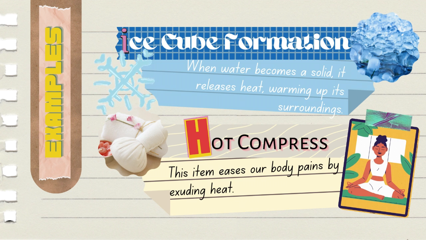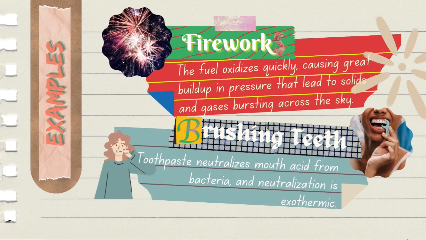Number 4. Hot compress. This item eases our body pains by exuding heat. Number 5. Fireworks. The fuel oxidizes quickly, causing great buildup in pressure that lead to solids and gases burning across the sky. Number 6. Brushing your teeth. Toothpaste neutralizes mouth acid from bacteria, and neutralization is exothermic.